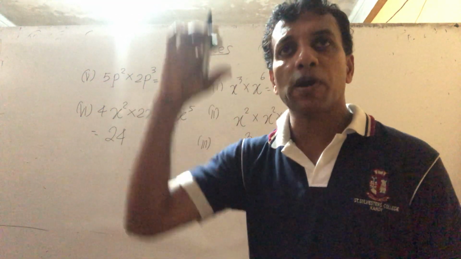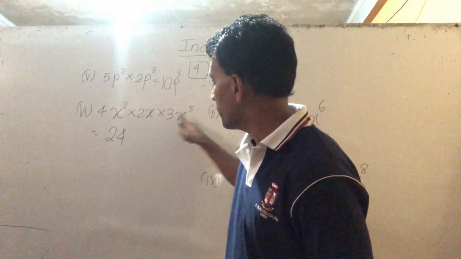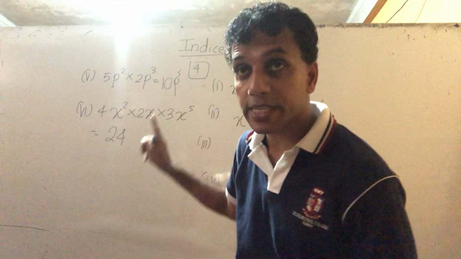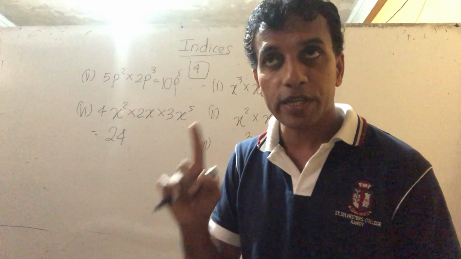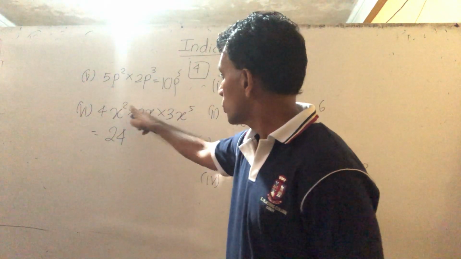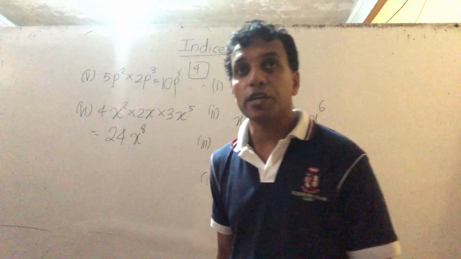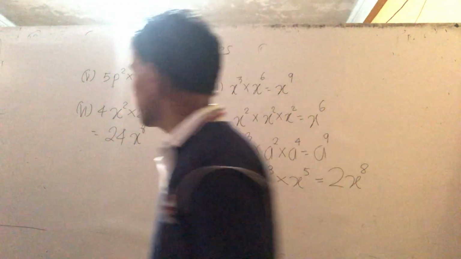And write the other x power. What is it? All bases are same. So your power is 2, your power is 1. Here don't say 0, if only a base, the power is 1. Here 5. So all addition, 8. x to the power 8, 24x to the power 8.